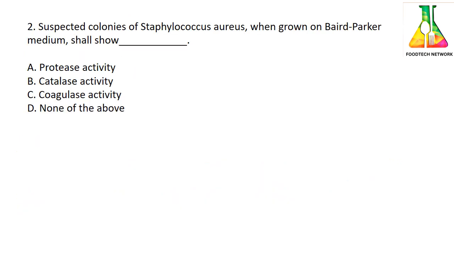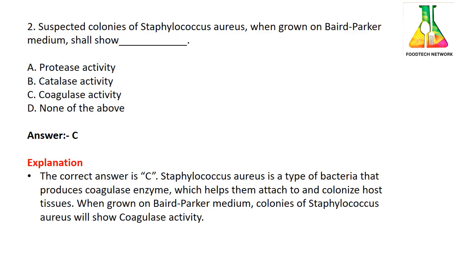Question number 2. Suspected colonies of Staphylococcus aureus, when grown on a Baird-Parker medium, shall show dash. Option A, protease activity. Option B, catalase activity. Option C, coagulase activity. And option D, none of the above. So the right answer is C, that is coagulase activity.